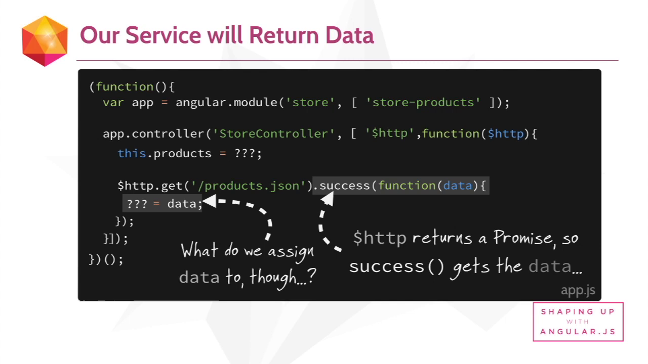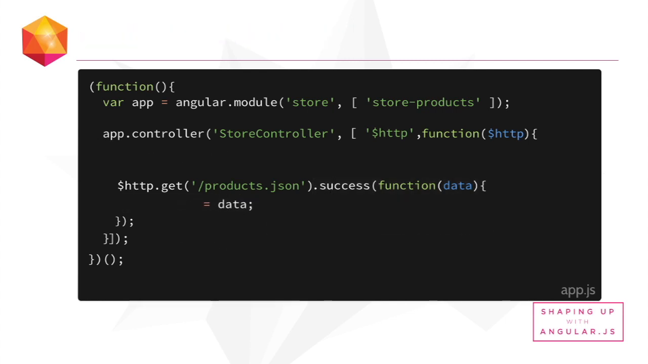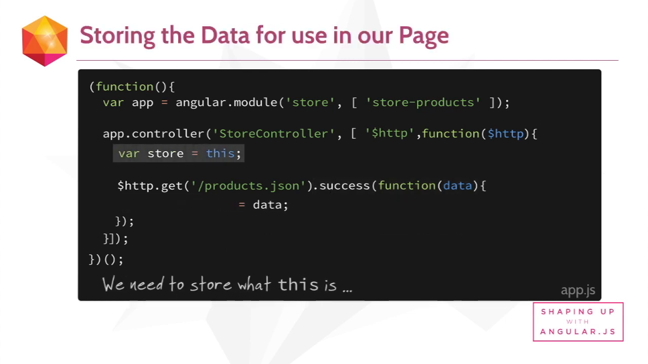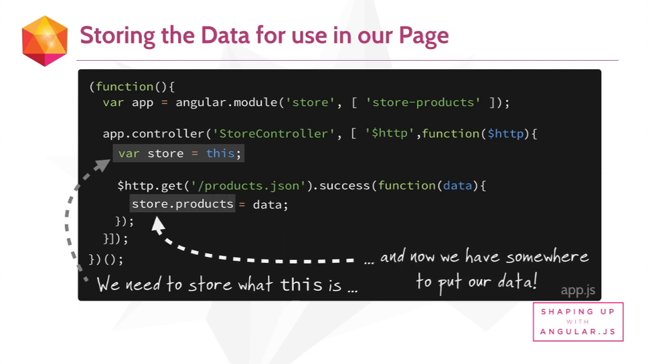But can we write this.products inside that callback? No, because this inside of that callback is the service, $http. So here we need to do something a little funky. We're going to create a variable called store, set it equal to this, and now inside of our callback we can write store.products equals data.